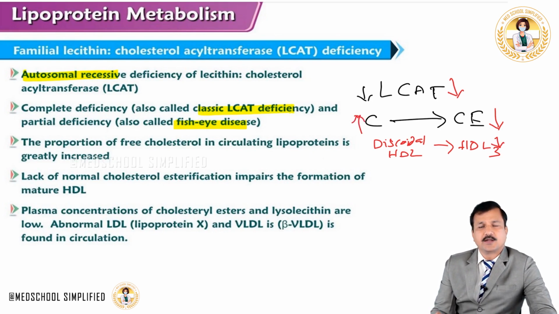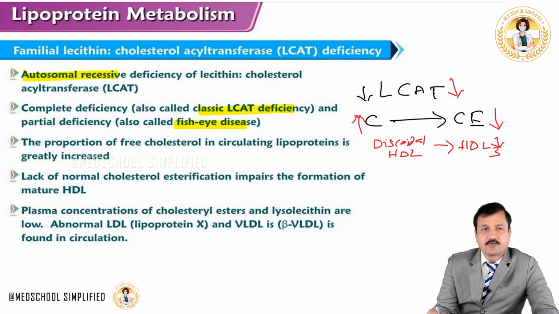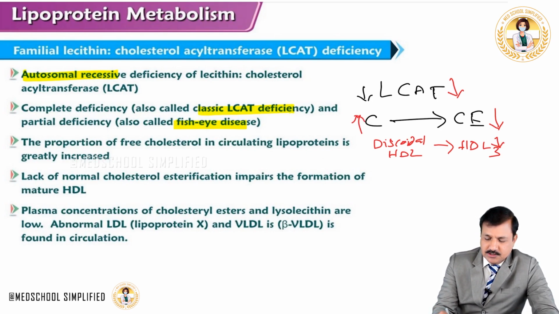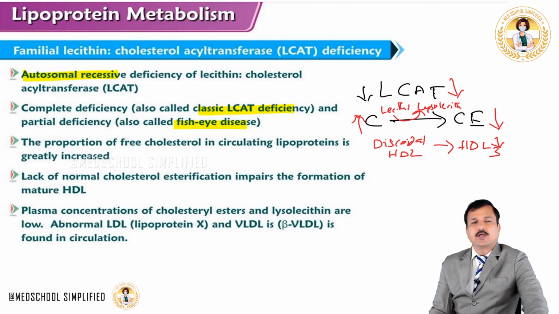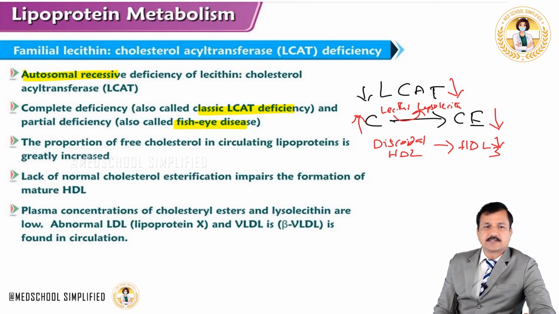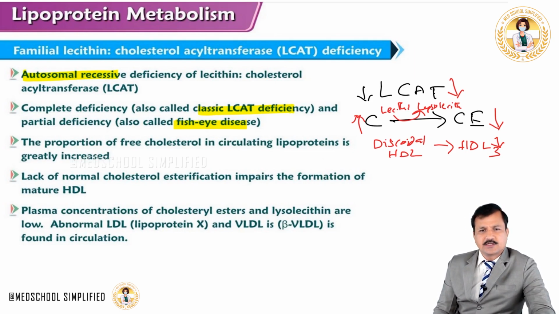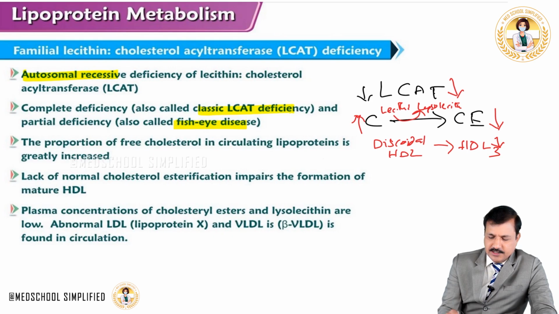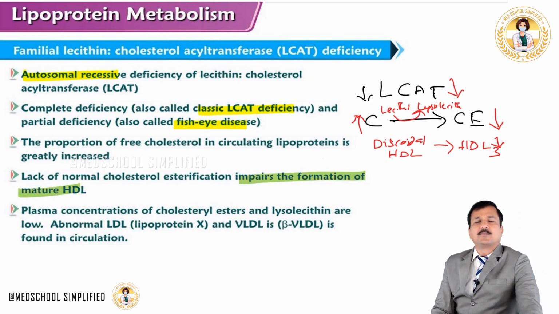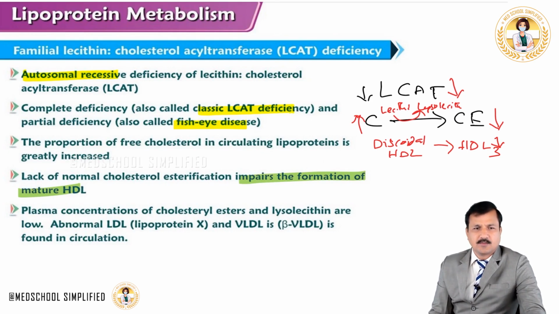There will also be an increase in the free cholesterol in the blood, along with decreased conversion of cholesterol into cholesterol ester. In this process, lecithin is normally converted into lysolecithin, and that is also not going on here. So lecithin simply accumulates. Overall, because of LCAT deficiency, there will be a lack of cholesterol esterification, which leads to impaired formation of mature HDL molecule.